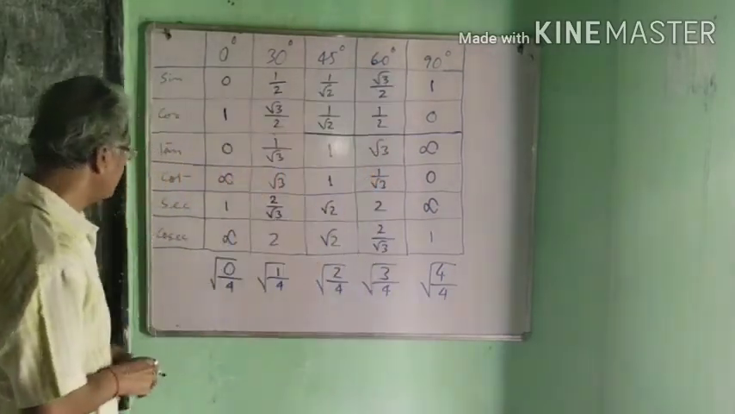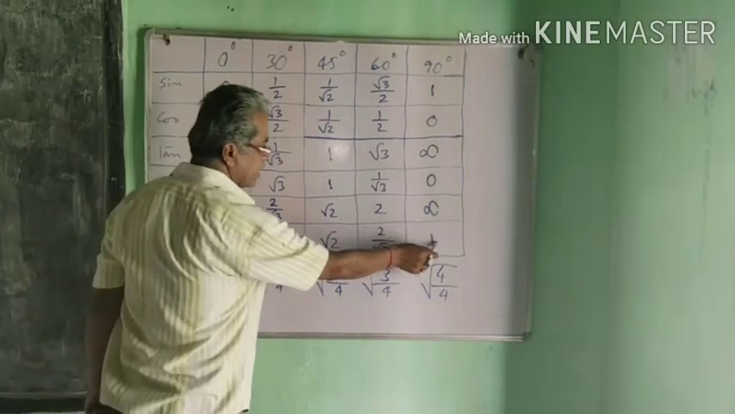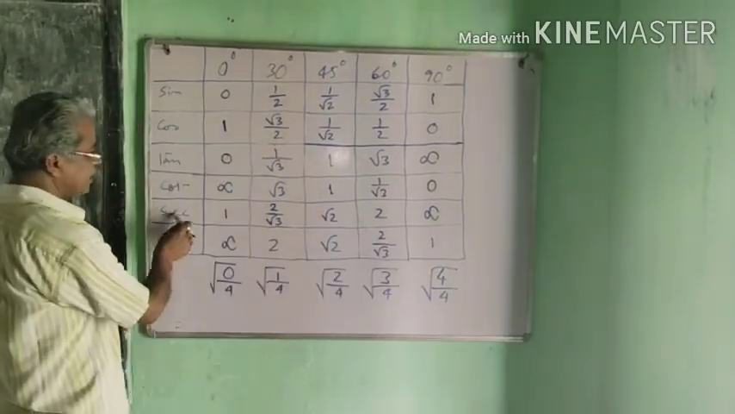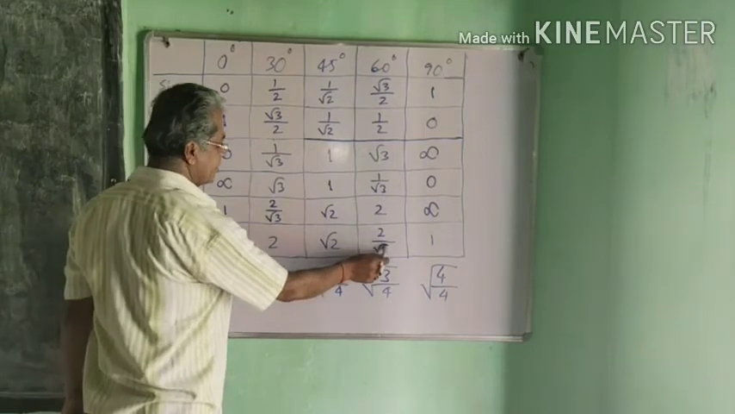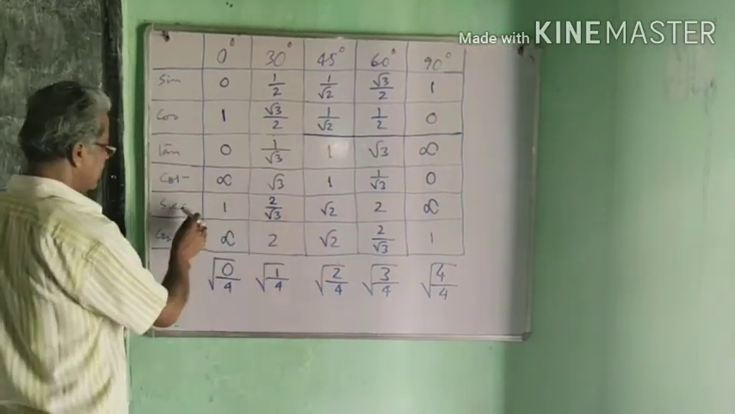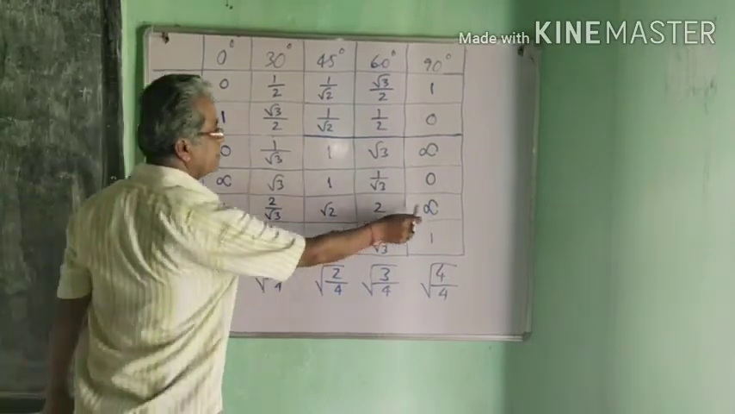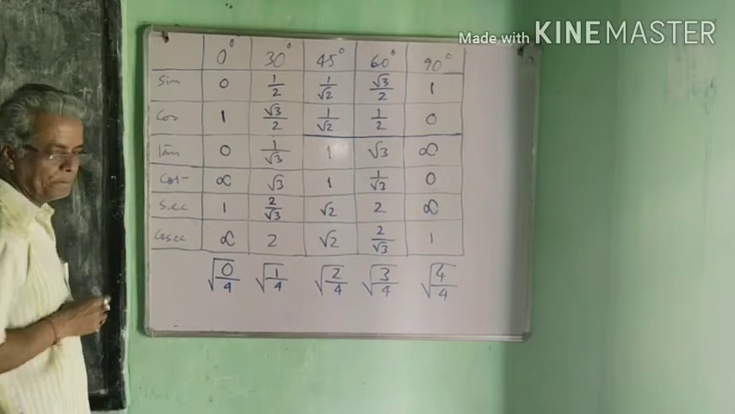Thus we see again sec 0 degree is cosec 90 degree. Sec 30 degree is cosec 60 degree. Sec 45 degree is cosec 45 degree. Sec 60 degree is cosec 30 degree. And sec 90 degree is cosec 0 degree.